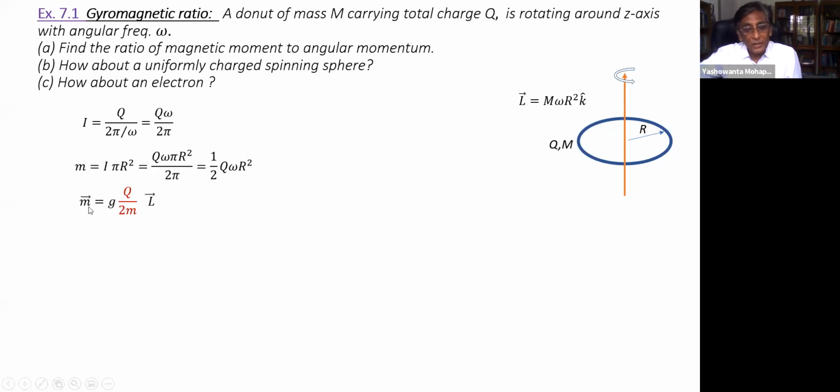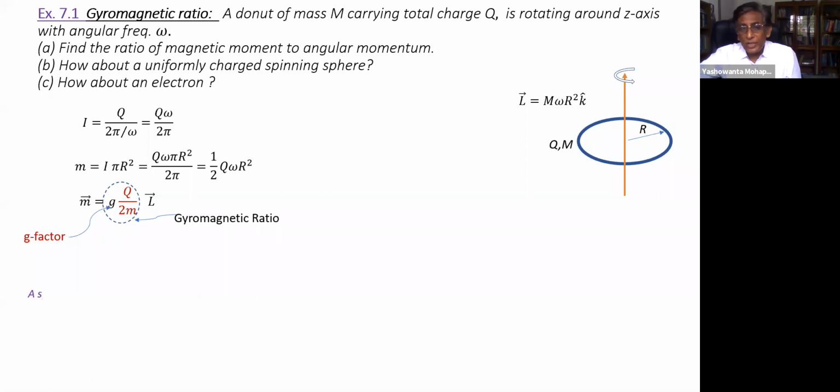So the magnetic dipole moment is proportional to L, and this proportionality constant depends on the charge by mass ratio, q by 2M, and classically g is equal to 1. This is called a g factor, and this whole thing is called the gyromagnetic ratio.